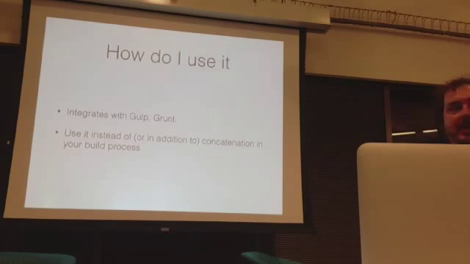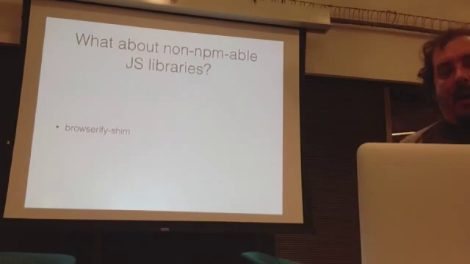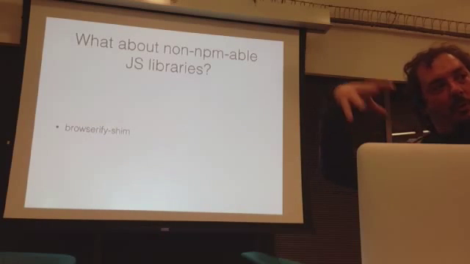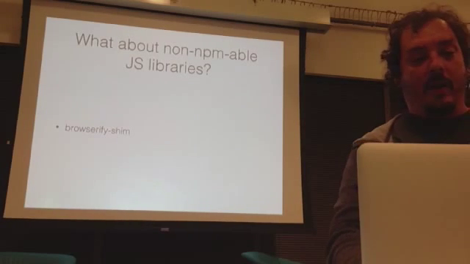And especially if you already have a gulp or a grunt file or some sort of process where you're generating your JavaScript, then this is a no-brainer. You should absolutely do this. You would pretty much just replace whatever you're doing right now to concatenate your JavaScripts together. And if you have a library that is not npmable, jQuery is, a couple of other major ones are, some might not be. There's this piece called Browserify shim, which will sort of wrap around those non-npmable libraries.